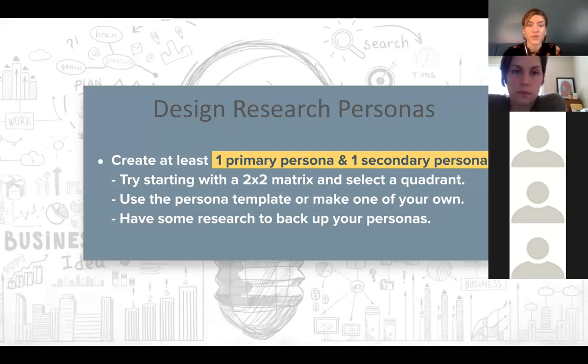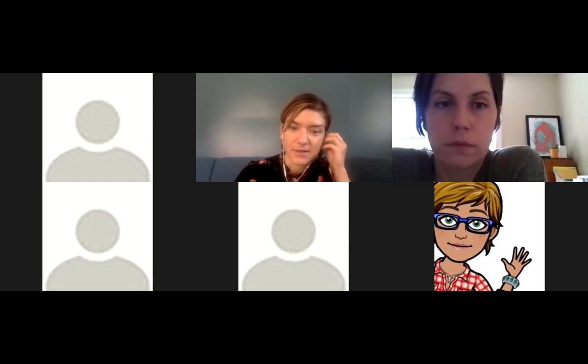Ultimately, I'd love for you to build one primary persona and one secondary persona, and just play with it. Use your research as input, and otherwise just have fun. I love the quadrants sometimes, so feel free to use that. But I'm going to stop sharing, and I'm going to see if anyone has any questions.